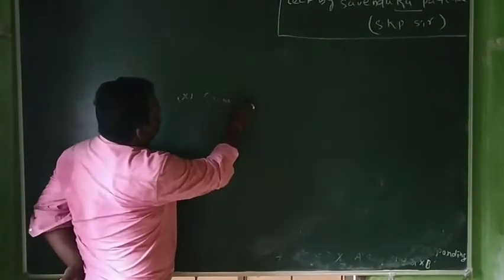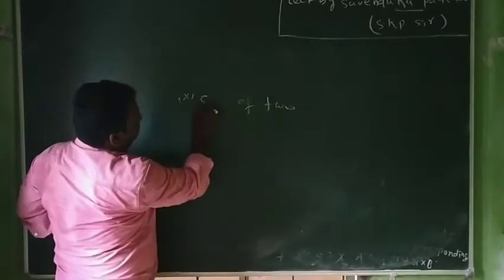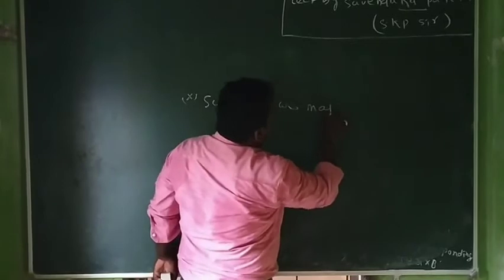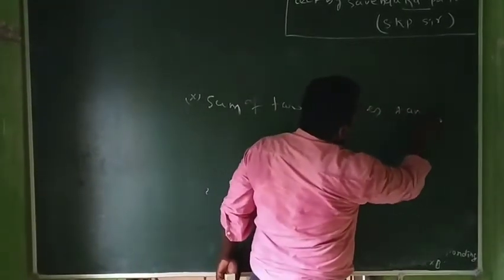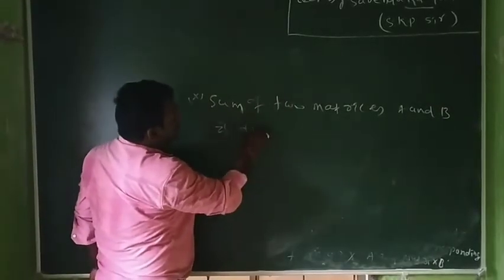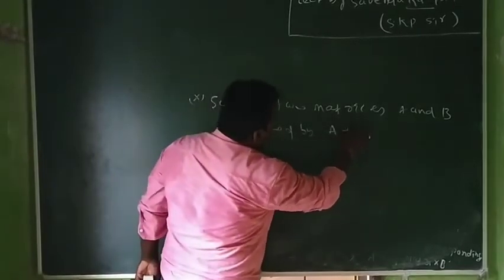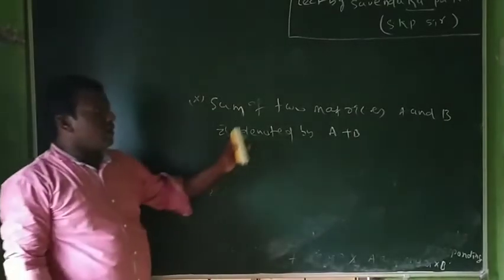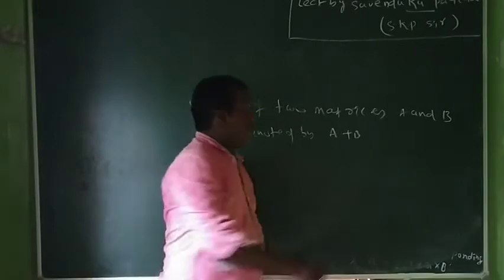Sum of two matrices A and B is denoted by A plus B, which is a matrix.